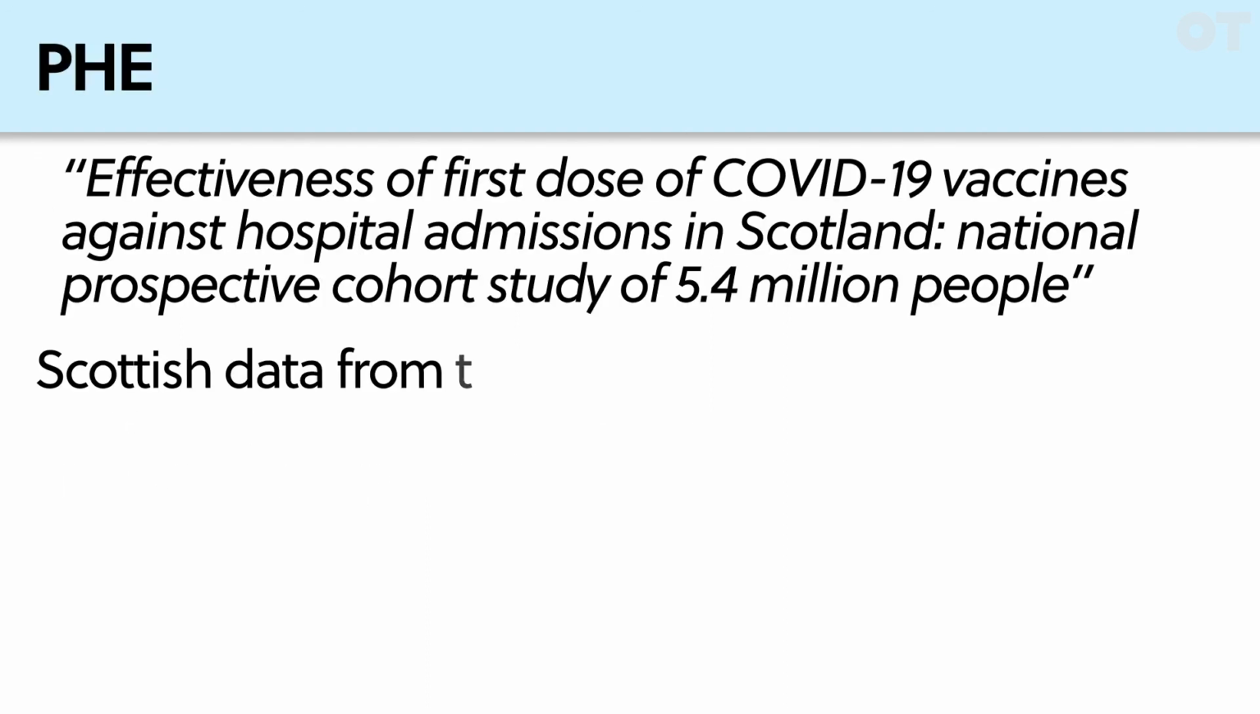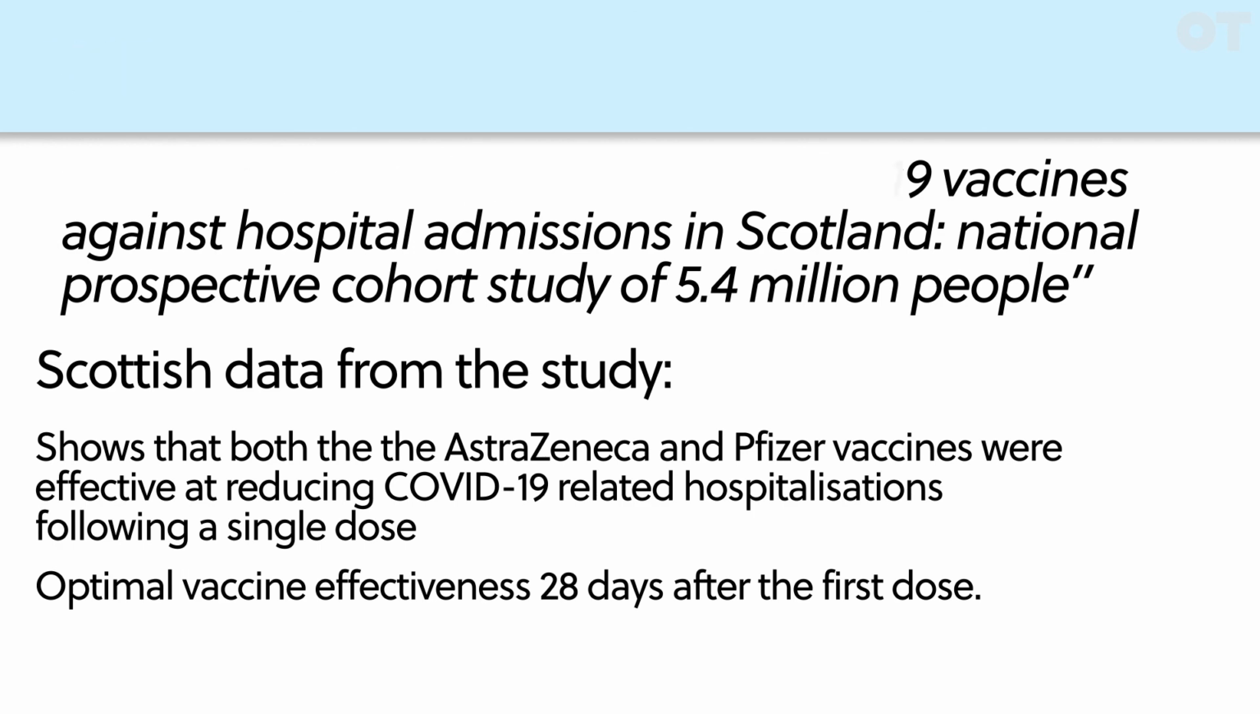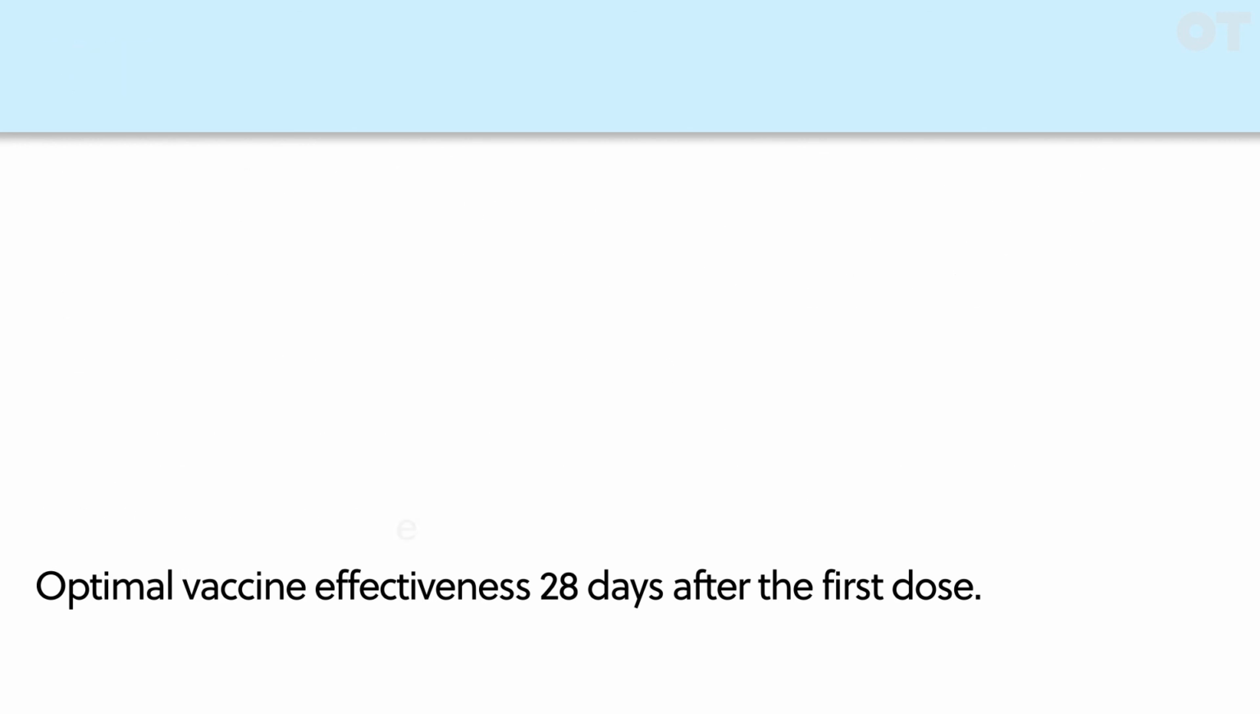And in Scotland, there was a study that looked at data on the effectiveness of the first dose of COVID vaccines. They looked at the AstraZeneca and the Pfizer vaccine, and they found that both were effective at reducing COVID-19 related hospitalisations following a single dose. 28 days after the first dose was when the optimal effectiveness was reached, which is very reassuring, that actually, even if people haven't had their second dose, after 4 weeks of being vaccinated with that first dose, there is a significant amount of protection in place.